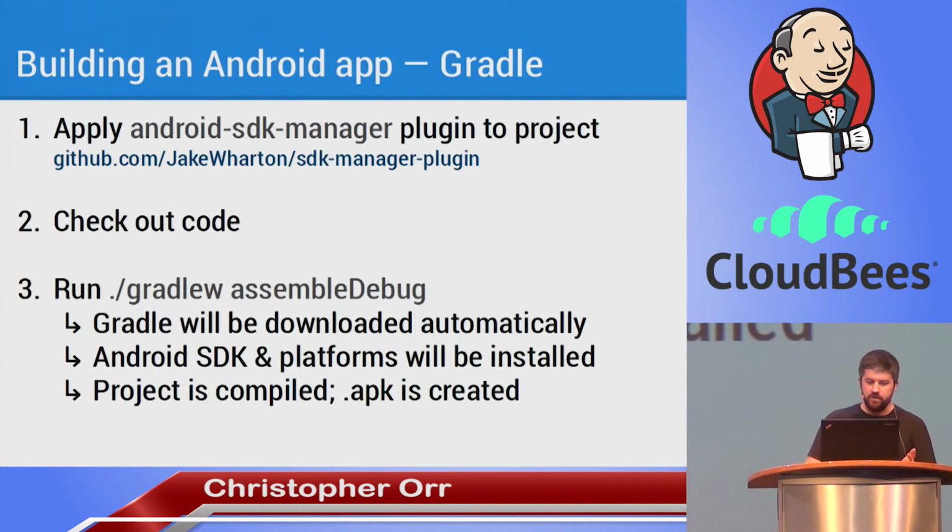It's very similar for Gradle. So as I mentioned, there's this really nice Gradle plugin called Android SDK Manager, which will automate a lot of this stuff for you without having to use these Jenkins build steps. And aside from that, it's pretty much the same. So you run the Gradle wrapper, Gradle will be downloaded and installed as normal. The Android SDK will be installed, and again, we have a complete app.